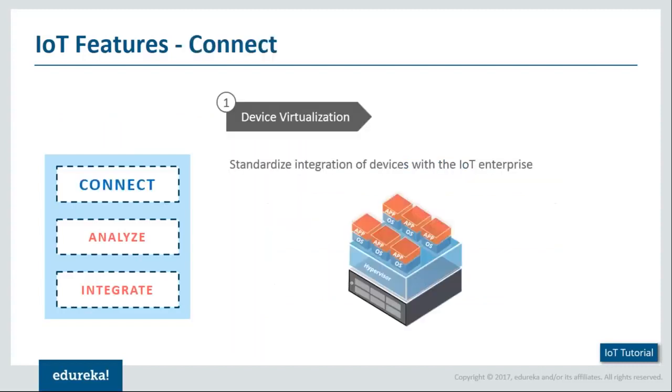Let's start with Connect. Now the first stage of Connect is device virtualization, because what you need to first do is standardize the integration of the device to the enterprise platform which is present on the cloud. Okay, now it could be present on a cloud, it could be present on a server, but again it's all going to be connected through the internet. So what I need to do is ensure that a certain level of standard is present on the device so that it can connect to my Internet of Things platform.